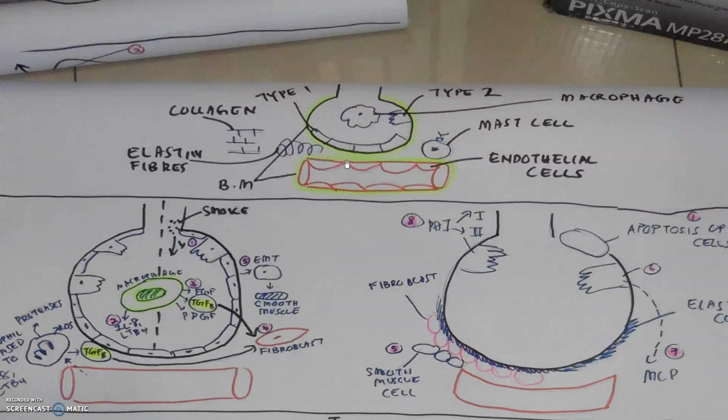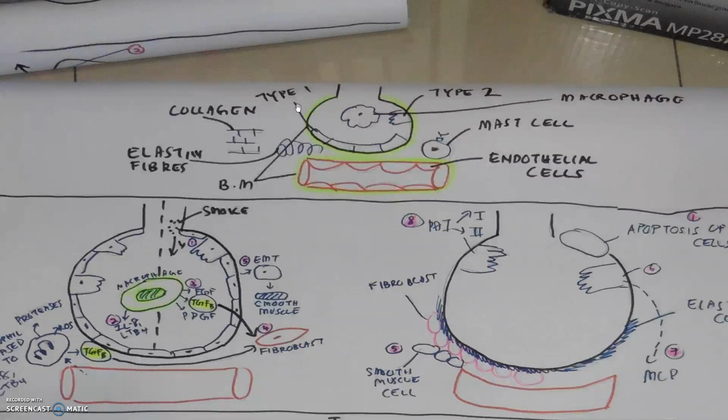Both the blood capillary as well as the alveolus have this basement membrane. This is the collagen, and these are elastin fibers. In the interstitium we also have some mast cells, and this one is the endothelial cells of the blood capillary. So this is the interstitium which I mentioned before.